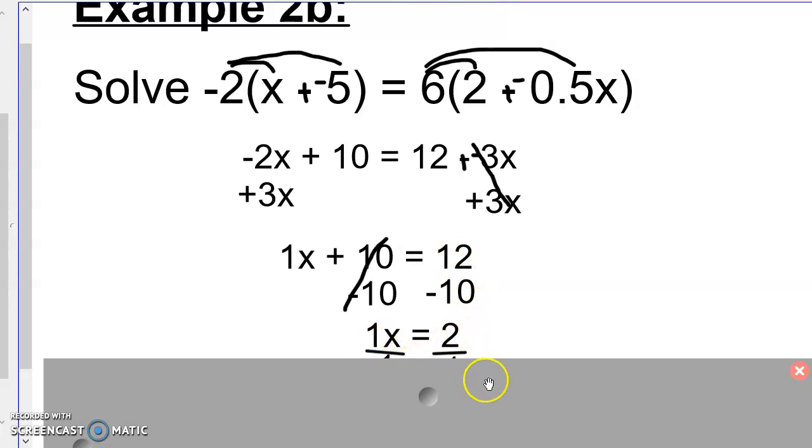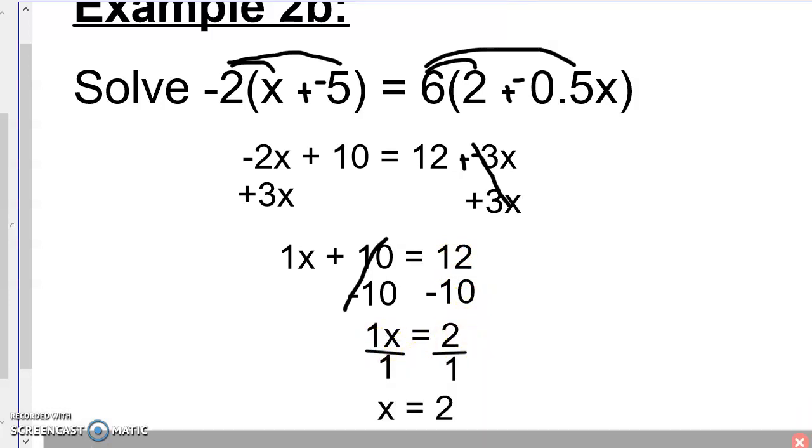Then I would divide by 1 on both sides, but you know that dividing by 1 on both sides is just going to leave me with 2. Again, this can be checked. You substitute 2 in here, and you substitute 2 in here, and you solve both sides and see if they equal the same thing. And if they do, then it's correct. If they don't, then you got to go back and check your work somewhere.